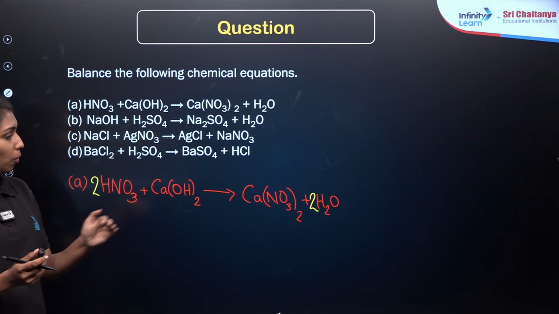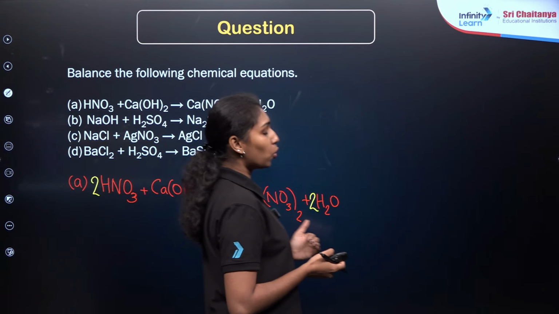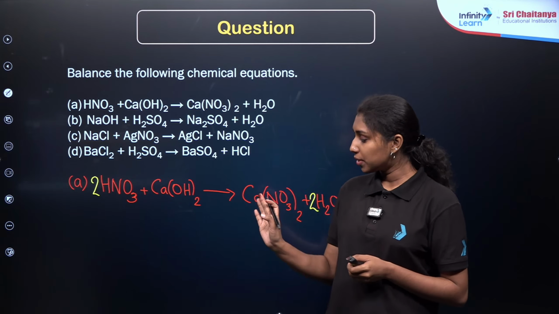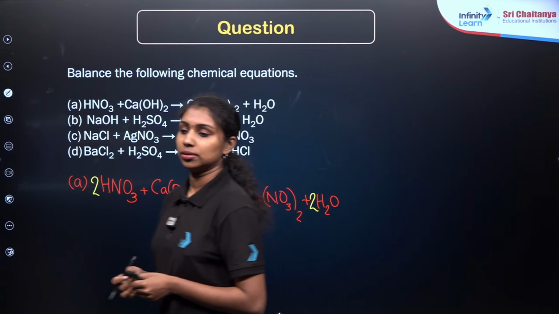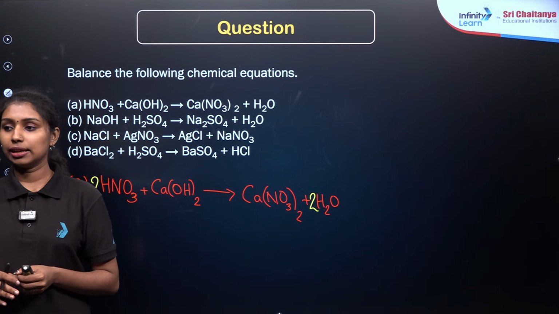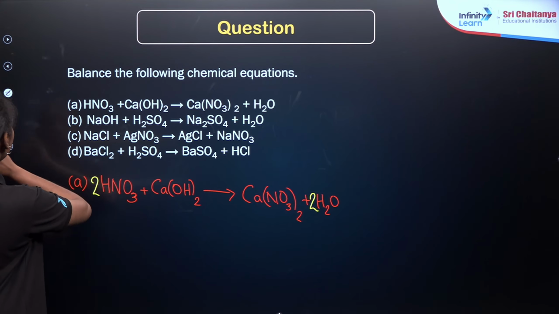Repeating again, if you have complicated equations like this, just focus on the part where the number of atoms is more in the reactant or the product part. Now try to balance by multiplying the corresponding number there. Is that clear? What about the second reaction?